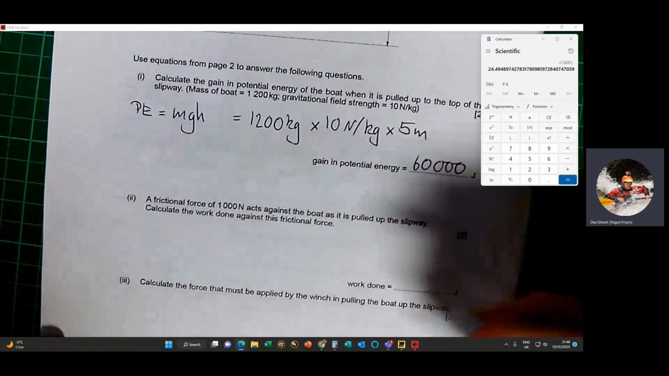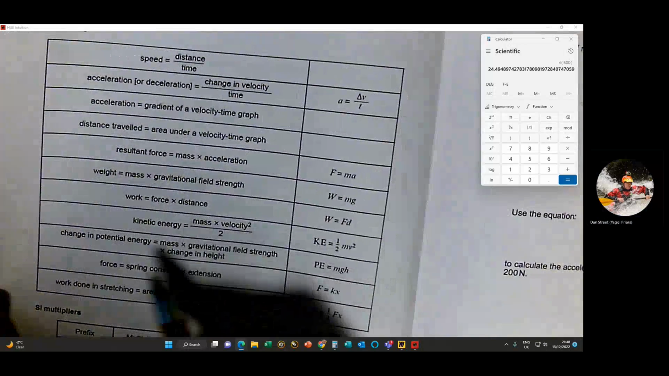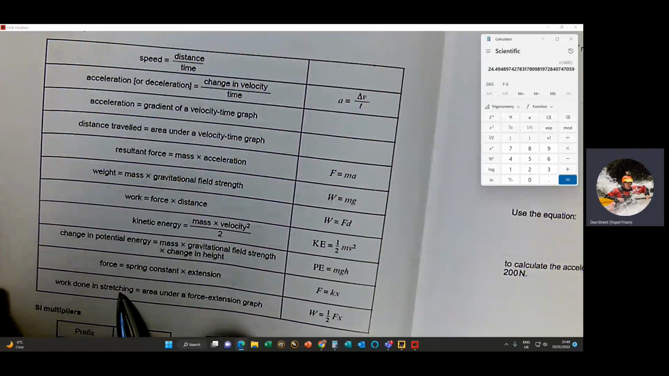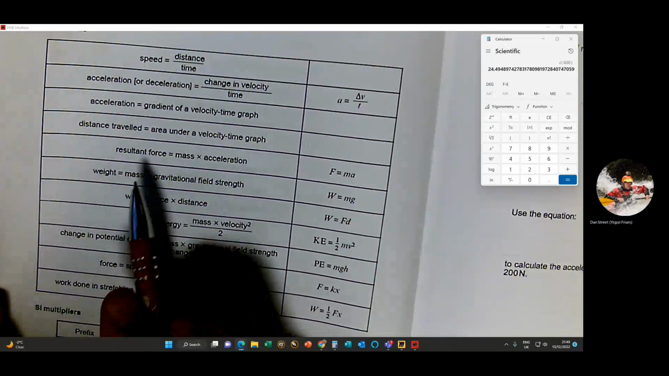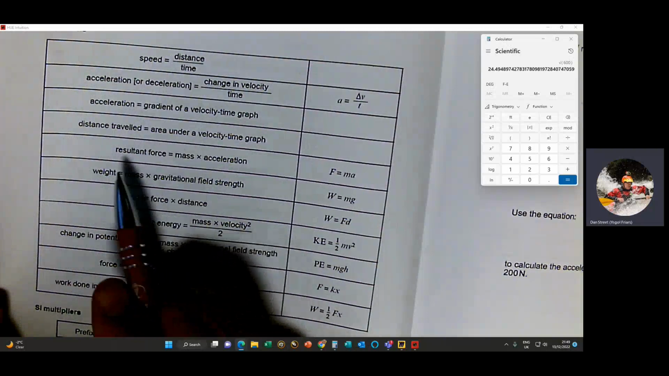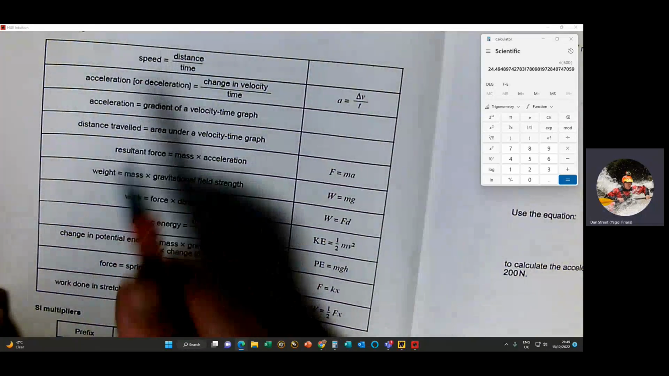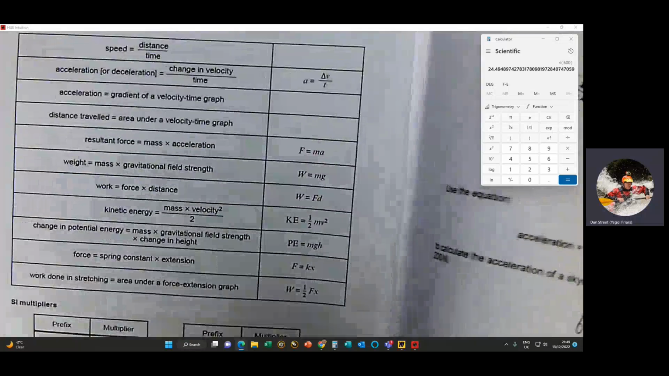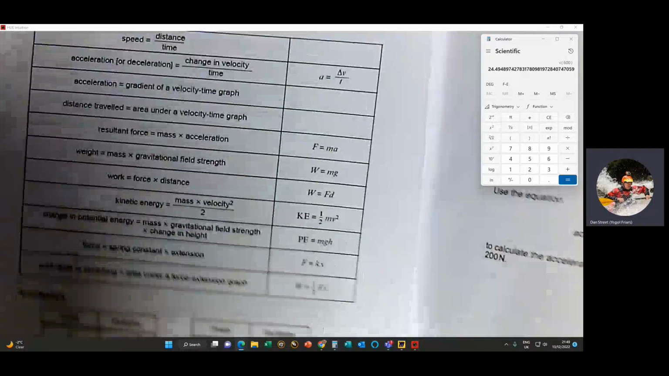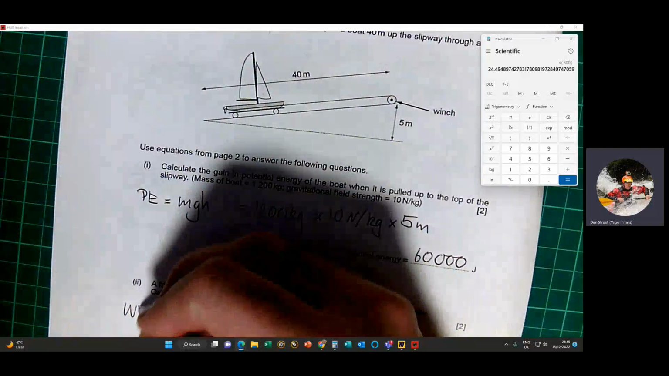Okay, so work done. We could refer to page 2, although we might already know this one. Now this one isn't stretching, so this doesn't help us really. So we're expected to know this one. Work done is force times distance.